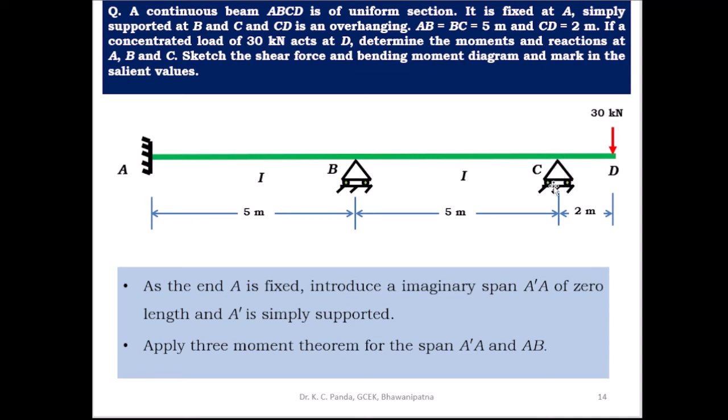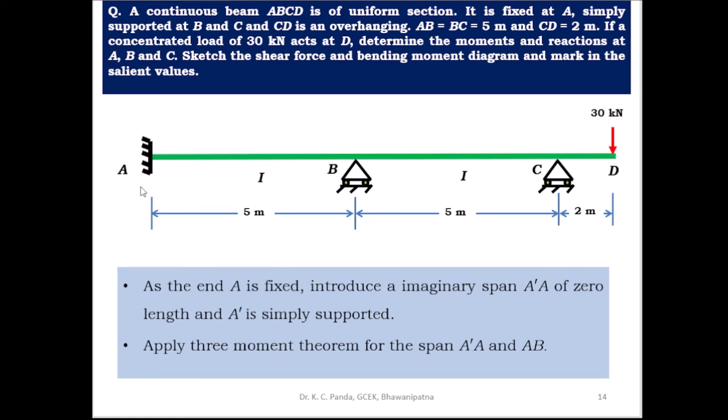So here you can find out this moment, but due to the fixed end there is a moment MA, and due to the intermediate support there is also a moment MB. There are two unknowns, so you need two equations to find out these two unknown values, MA and MB. At the end A is fixed, so introduce an imaginary span A dash A of zero length, and A dash is simply supported. Then apply the three moment theorem for the span A dash A and AB.